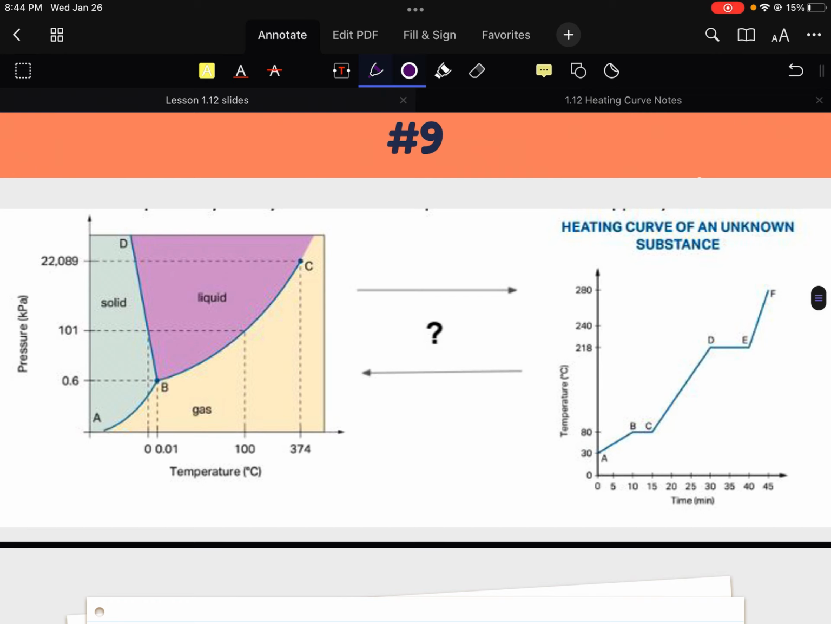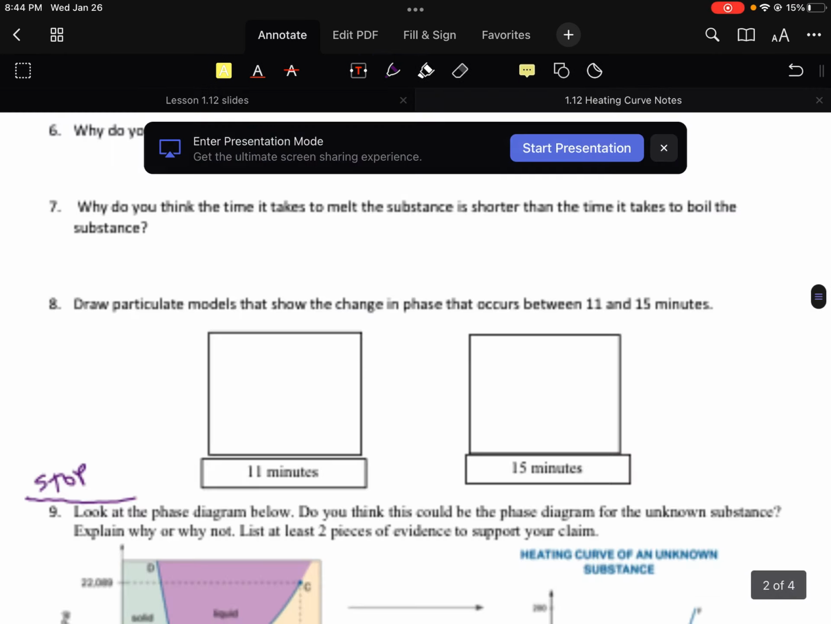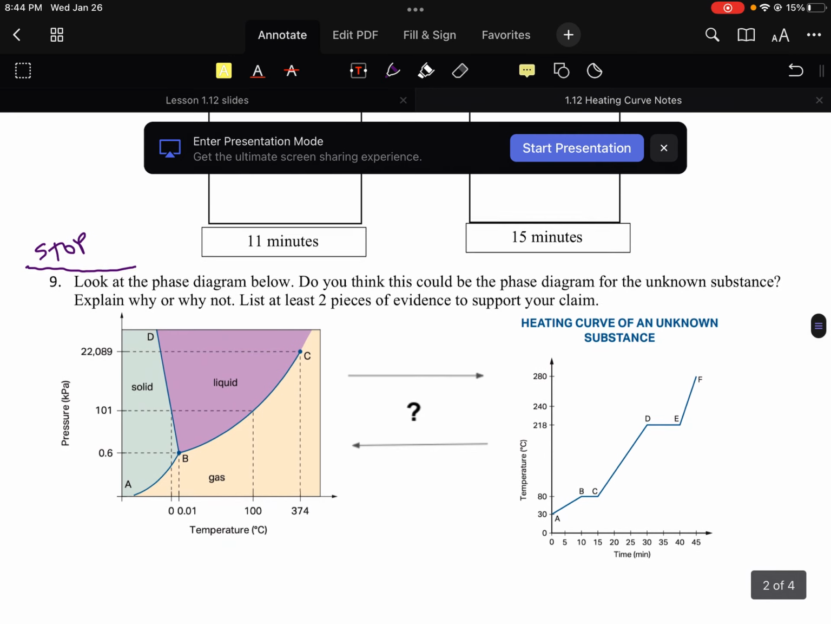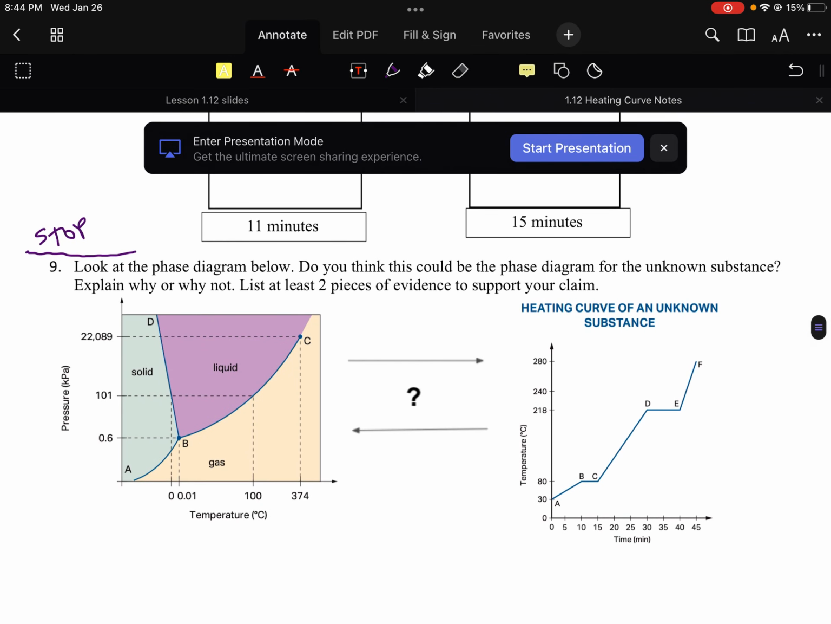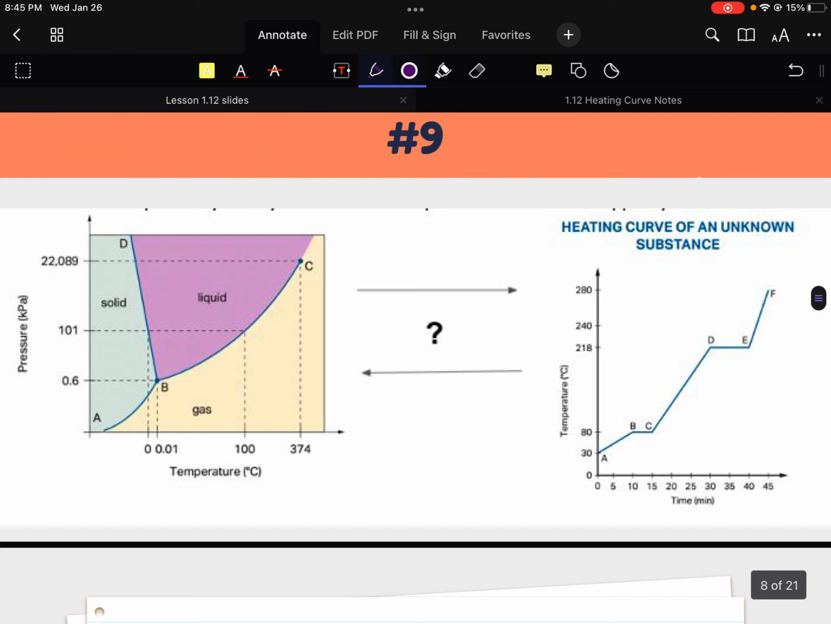All right, so number 9. We're down here now. This question is really asking you, do you think this could be the phase diagram for our unknown substance? We want to be able to compare a phase diagram, where we are incorporating pressure, along with our heating curve, where we're just looking at temperature. And the question asks you to give 2 pieces of evidence. So let's take a look here.